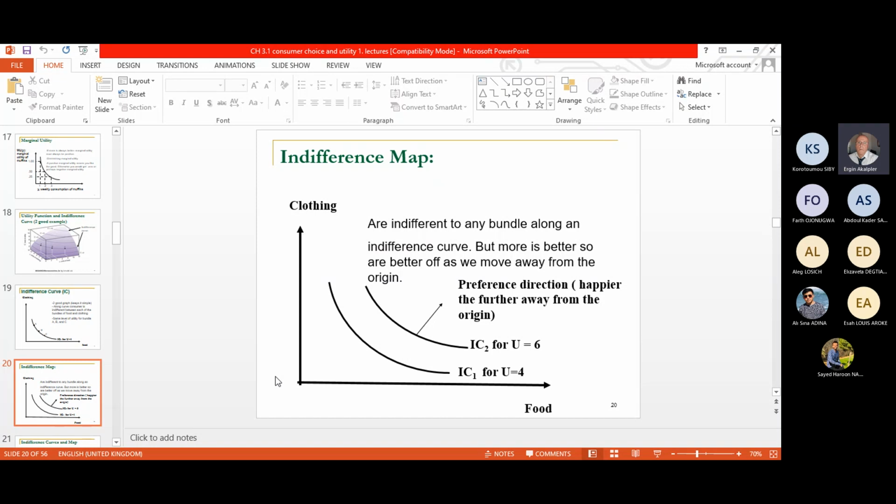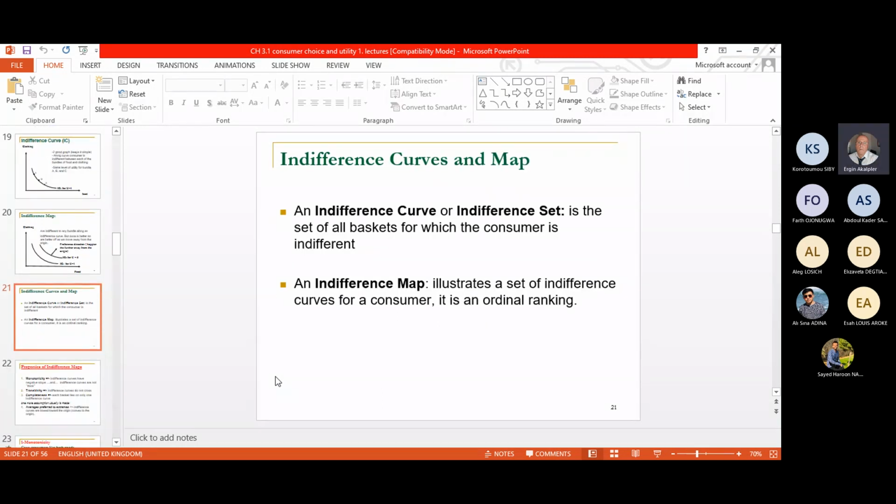An indifference curve, but more is better, so we are better off as we move away from the origin. As I mentioned to you, as you move away from the origin, the utility and the indifference curve become better, increased and enlarged. An indifference curve or indifference set is the set of baskets for which the consumer is indifferent, and an indifference map illustrates a set of indifference curves. For the consumer, it is an ordinal ranking. As I said to you, it is increasing and enlarging in the direction of the curve from the origin.